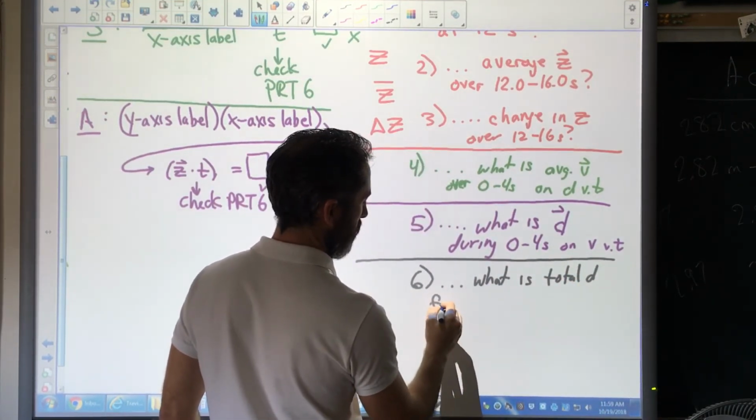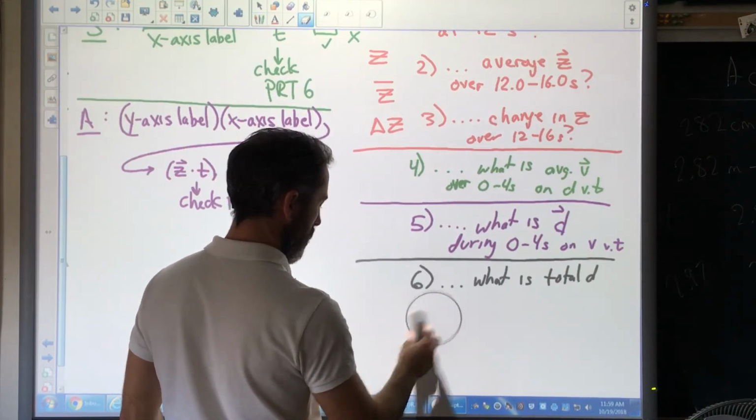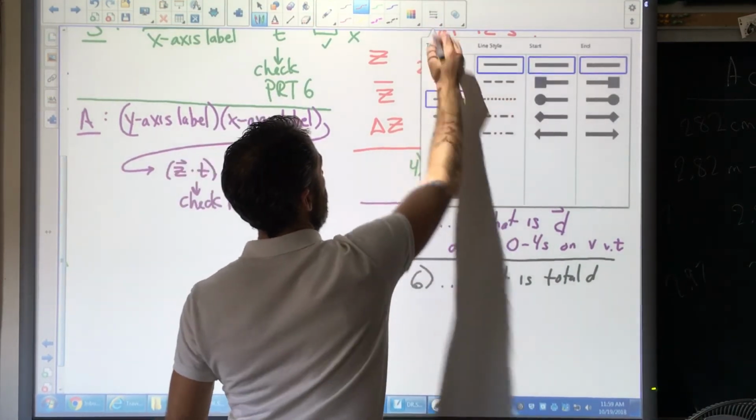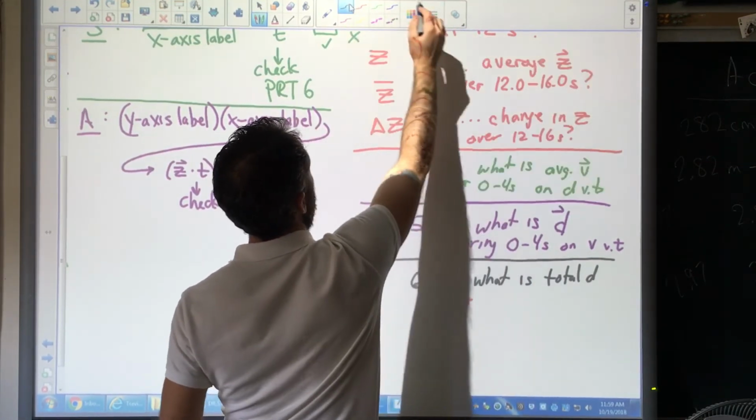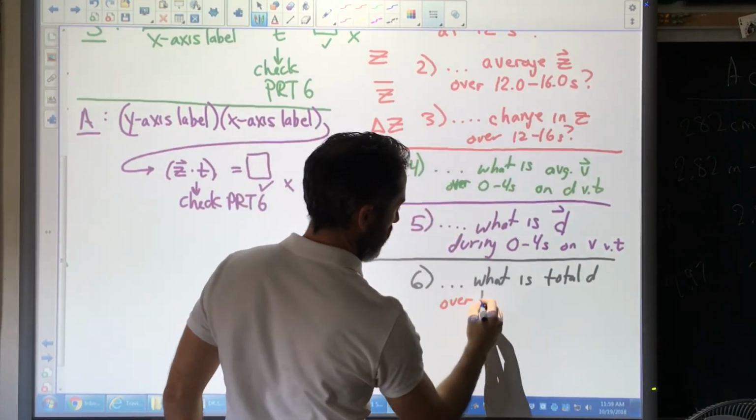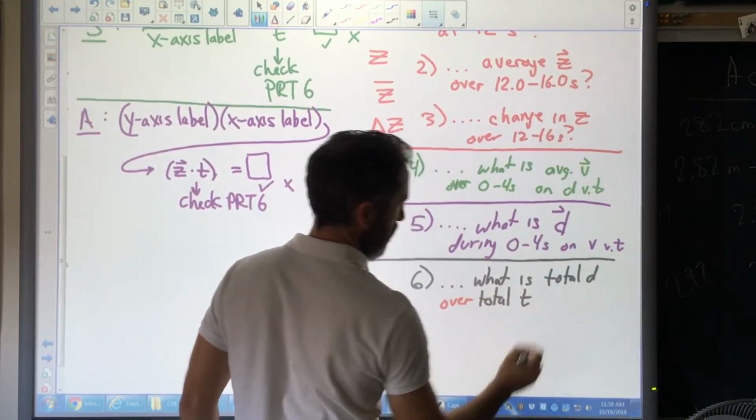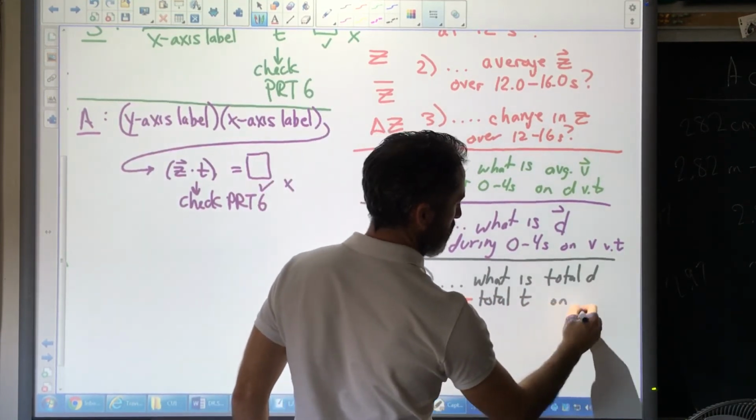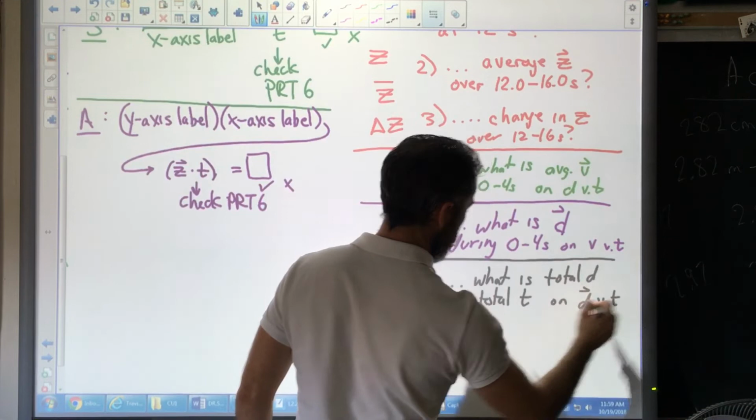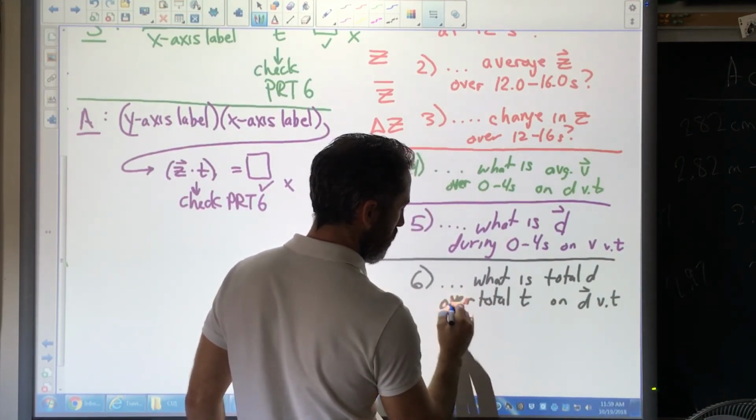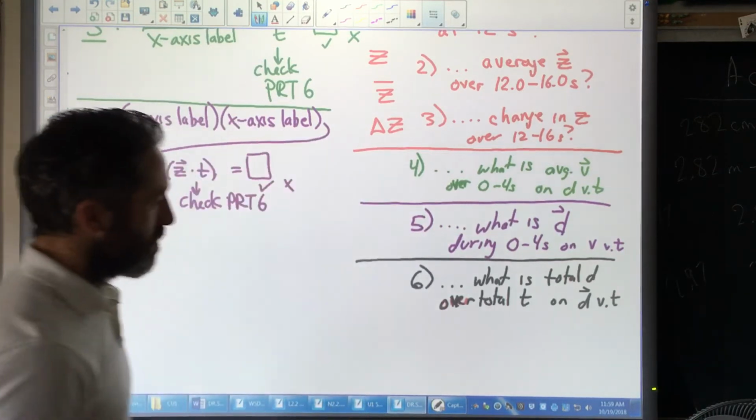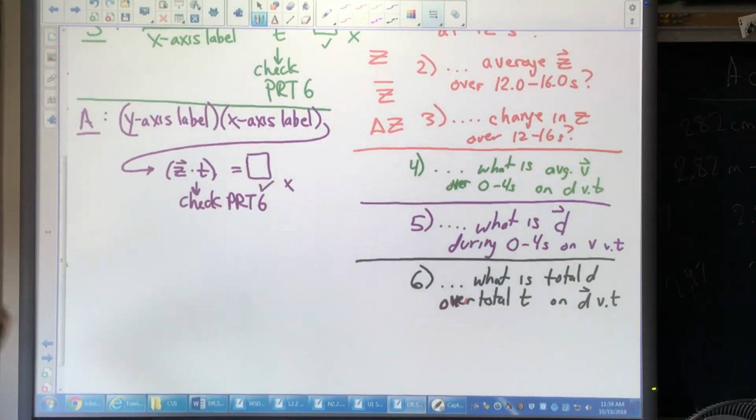So let's do the entire time interval, over the total time. And this will be on a displacement versus time graph. I mention it here just because this is the only real place you use it. So what is the total distance over the total time on a displacement versus time graph?